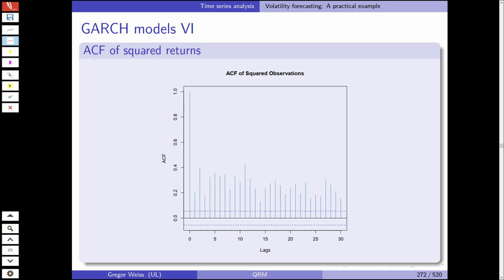Then let's look at the autocorrelation function of the squared returns. Again, we can see there is considerable serial correlation. As you can see, we have highly significant serial dependence in the time series of squared returns.